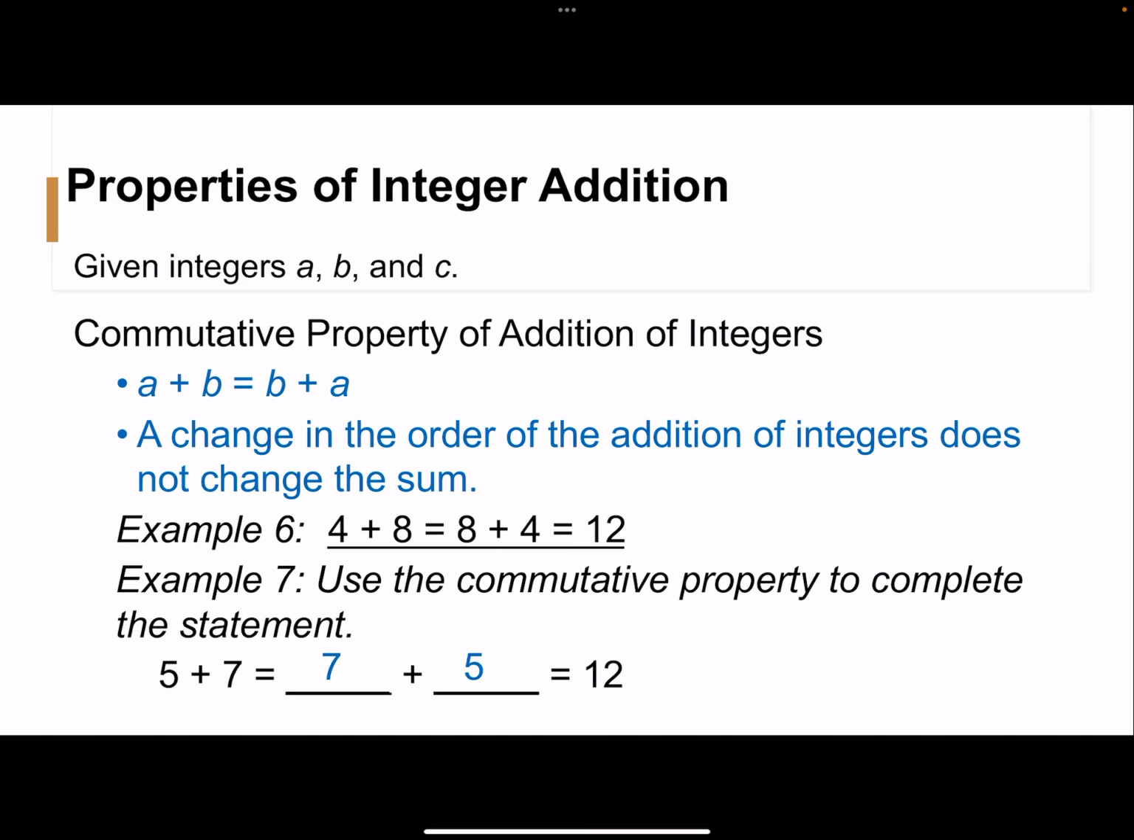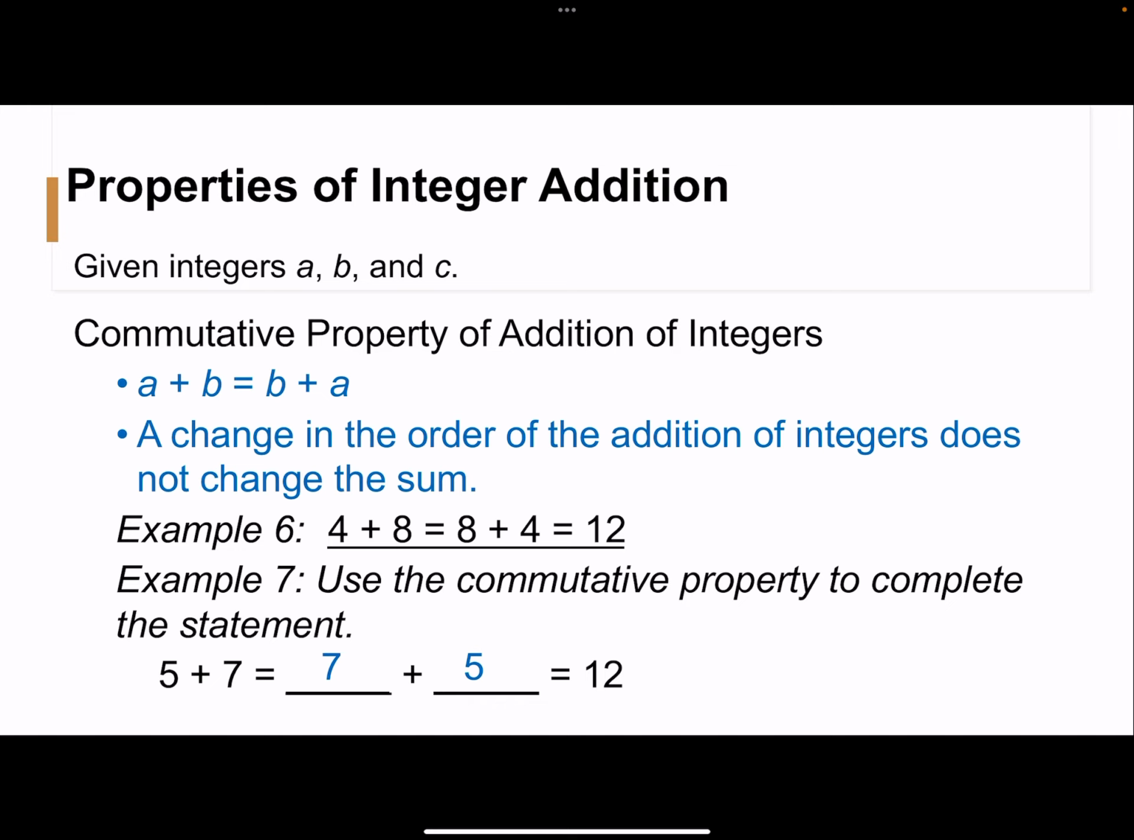We want to talk about the commutative property of addition, and we're going to start off talking about two terms. The commutative property of addition of integers is very similar to that of whole numbers. If I add two numbers together, it does not matter in what order I add those numbers. It does not change. So an example here is if I add 4 plus 8, then I could flip those numbers around and swap it and add 8 plus 4. Either way that I add those two numbers, I'm always going to get 12.